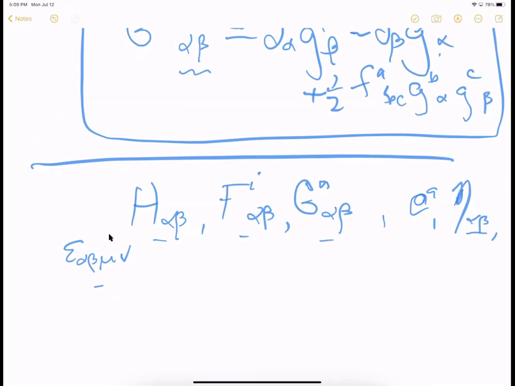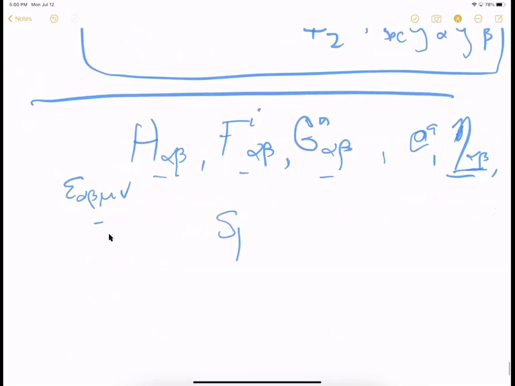But then there are some other things we can do. So for the Lorentz symmetry, we're going to use actually spin 3-1. Spin 1-3.